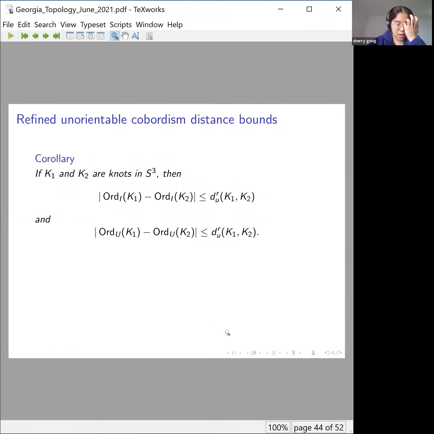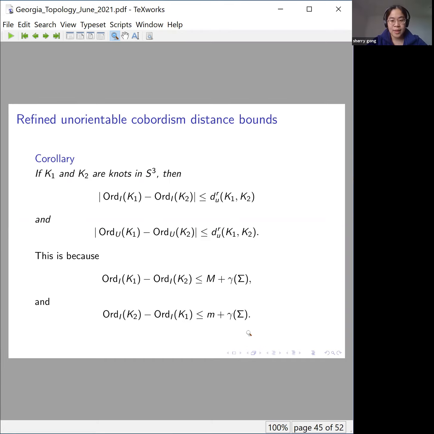Okay, so as an immediate corollary of the theorem, we get that the refined unorientable cobordism distance is lower bounded by the difference in torsion orders between K1 and K2. This is because you can show that the torsion order of K1 minus the torsion order of K2 is less than or equal to M plus gamma of sigma. This is because if you move the K2 to the other side, M plus the torsion order of K2 is at least the maximum of M and the torsion order of K2. And then the second inequality comes from running this argument backwards. So you view it as a cobordism from K2 to K1 instead. So then the maxima become minima.